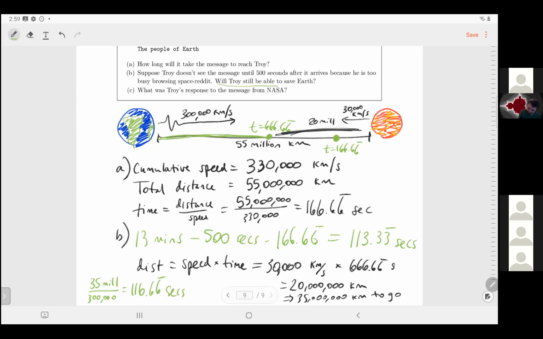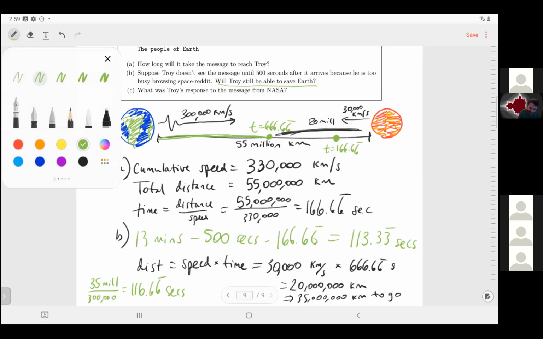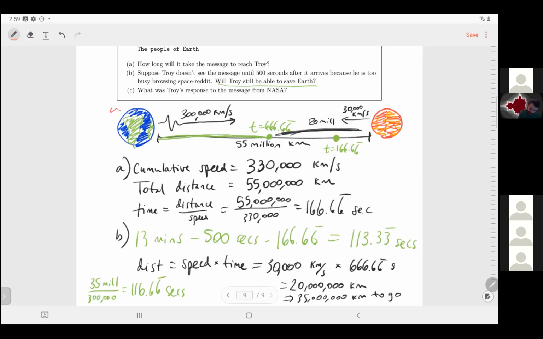Will Troy be able to save Earth? It was 3 seconds late. Okay, so Earth explodes. Sorry, Earth. I failed you because I was procrastinating. Anyway, cool. Okay, so that's that one solved. Any questions about part A or B?